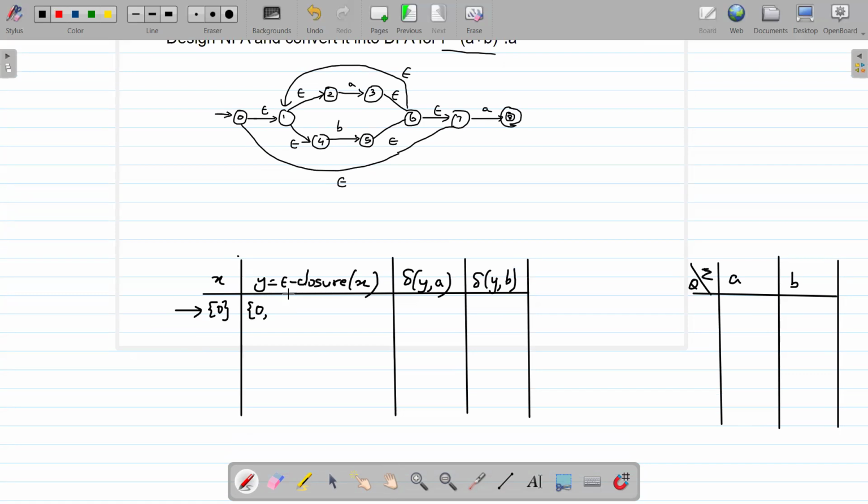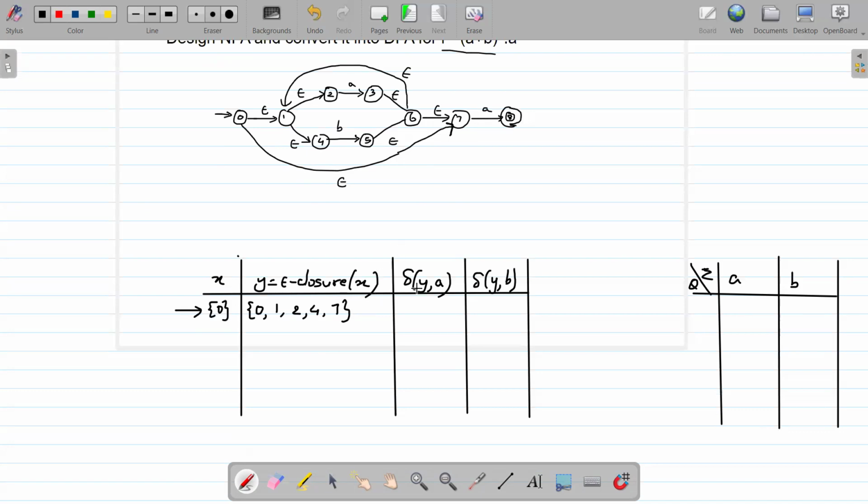Then on getting epsilon input, we can reach 1. 2 epsilons, we can reach 2. Another state 4 can be reached by 2 epsilons. So if you see here, epsilon epsilon gives us 4. We cannot reach 5, 3, that is not reachable. From 0, we can reach 7. So that is reachable. So 0 to 7 is reachable. So we write here 7. 8 is not reachable. So these many states are there.